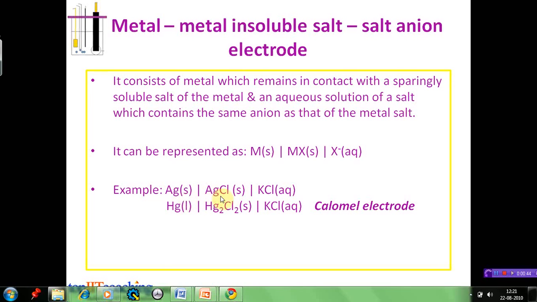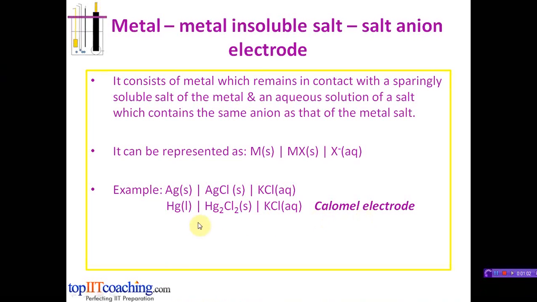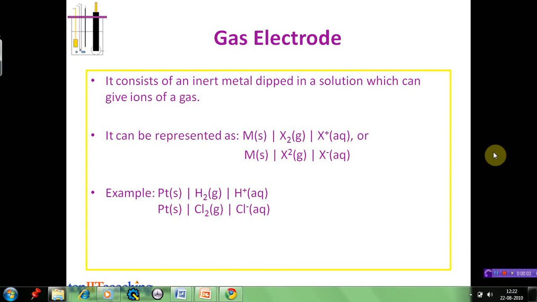In the first example, we can see that the metal is silver. Silver chloride is the insoluble salt of silver. Actually, its solubility is pretty low. It's not 100% insoluble. And then the potassium chloride solution is there. As we can see, the chloride anion in potassium chloride is same as the anion in the metal salt of silver. Another electrode, which is also known as calomel electrode, consists of mercury as the metal and mercurous chloride as the metal insoluble salt and potassium chloride solution as the salt anion solution.